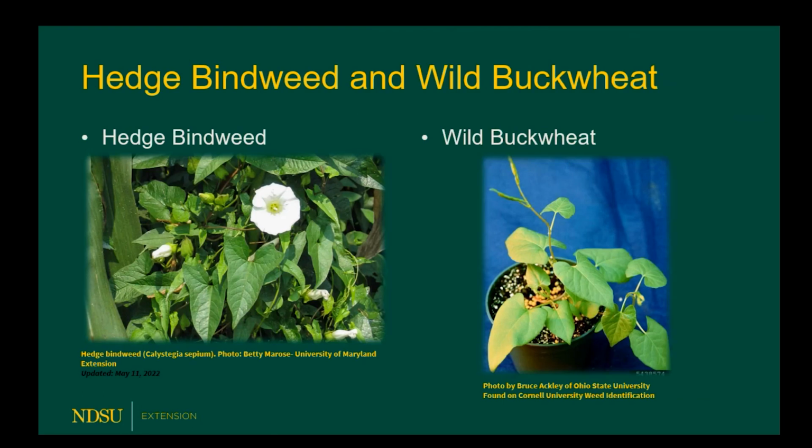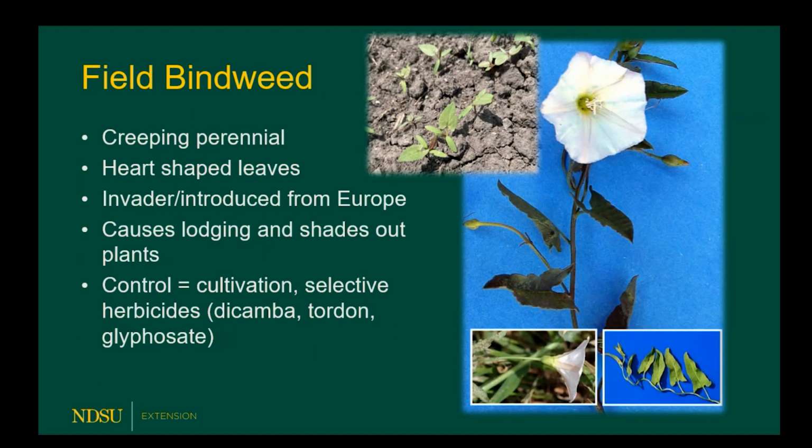So hedge bindweed, you'll notice that there's five points on the leaf. Right here, you have 1, 2, 3, 4, 5, and then you'll have more of a heart-shaped leaf for wild buckwheat. And when we look at the mounts on the field bindweed, you'll see it's more of a spade. It'll have kind of the 3 points, but it'll have a spade shape with a rounded tip.